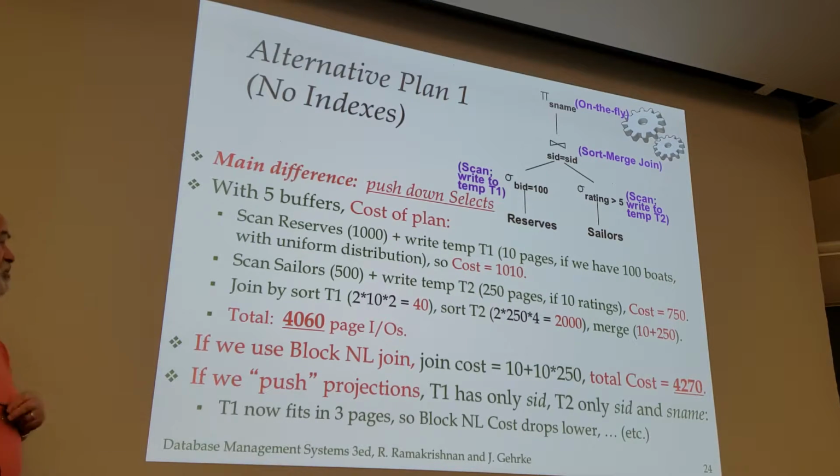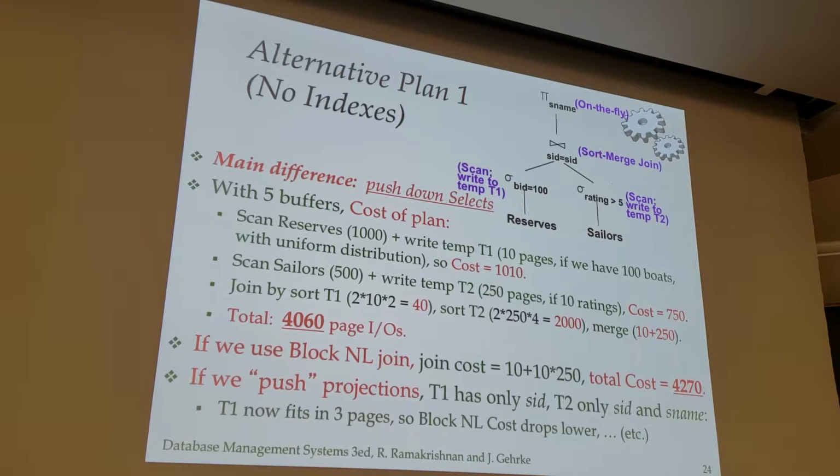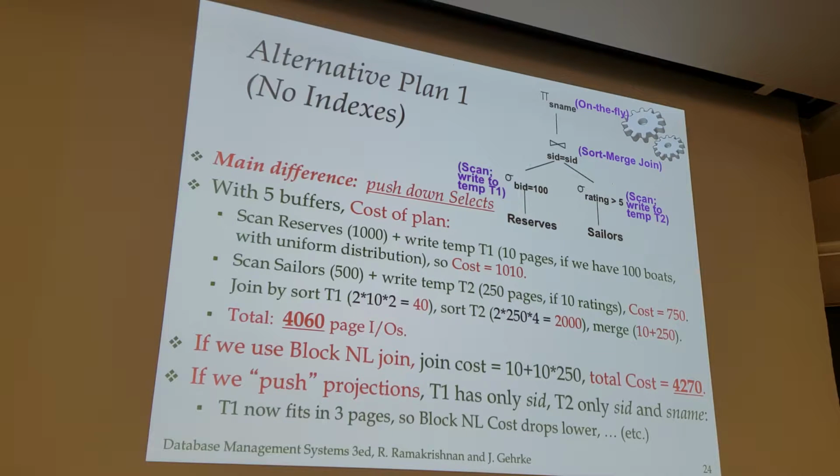Same deal, when I'm sorting T2, it's going to be 2n, where n is 250 pages. It's going to be 2n times log to the base b minus 1 of n divided by b, and that's going to be 4. Not hard to figure out. Again, b is 4, and in this case n is 250, and that's where the result comes from. So that's going to give you 2,000.